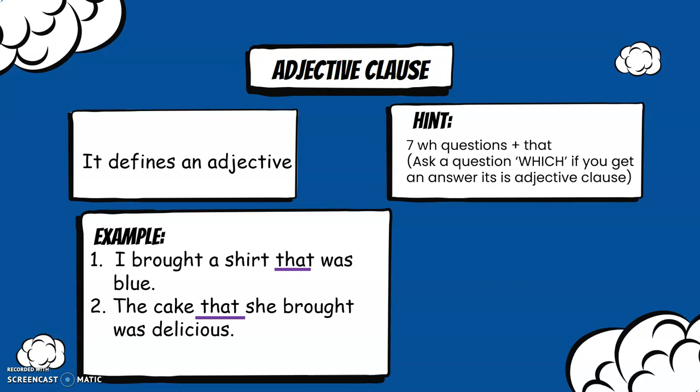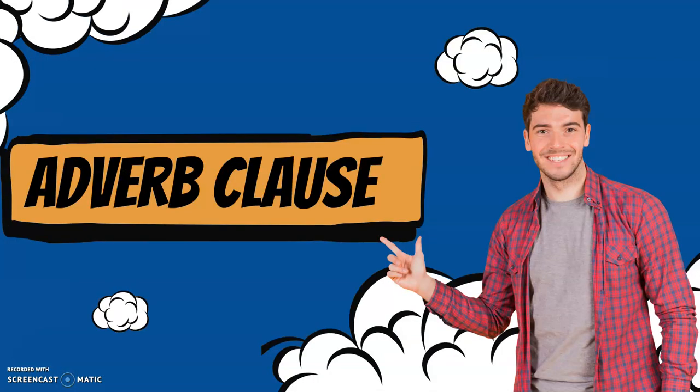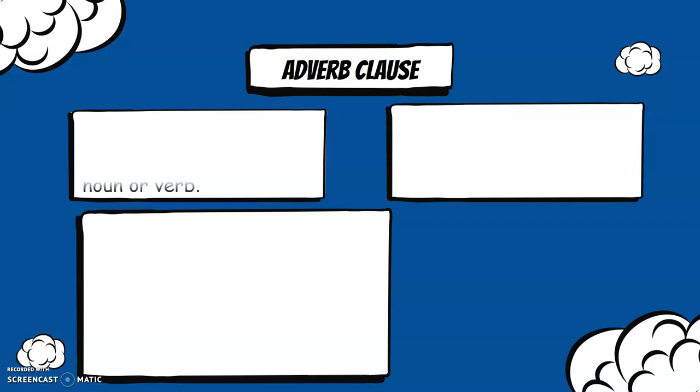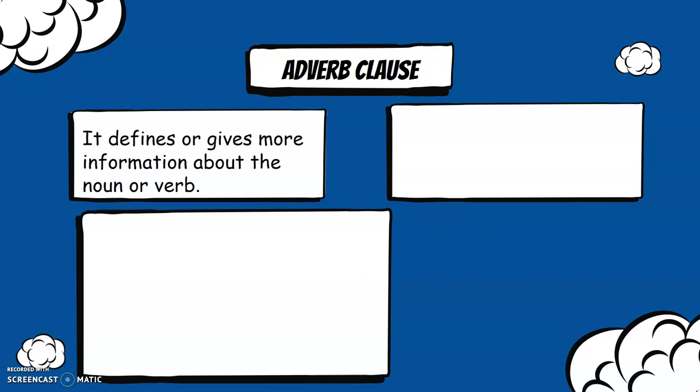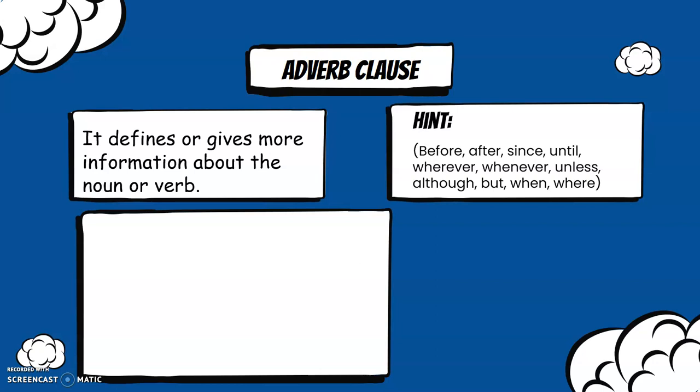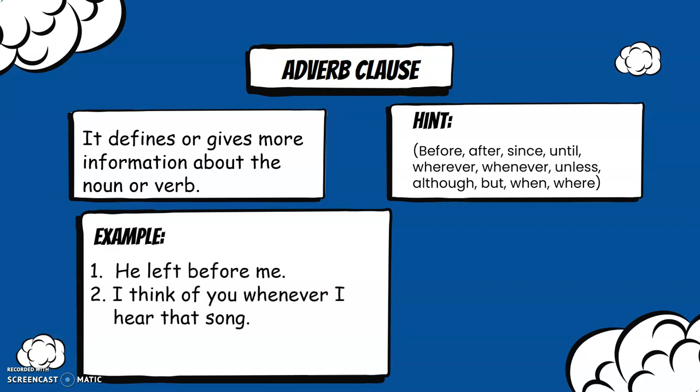Let's see the last type, that is adverb clause. Now what is an adverb clause? It gives more information about the noun or verb. Let's see the hint. Here the hint words are before, after, since, until, wherever, whenever, unless, although, but, when and where. Now let's see the examples. "He left before me." So we have "before" here, so it is an example of an adverb clause. Next, "I think of you whenever I hear that song." So "whenever" is there, so it is an example of an adverb clause.